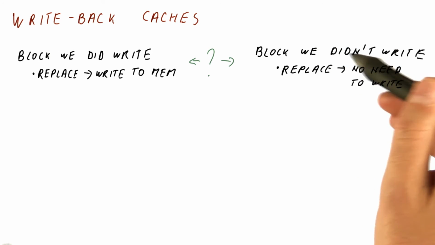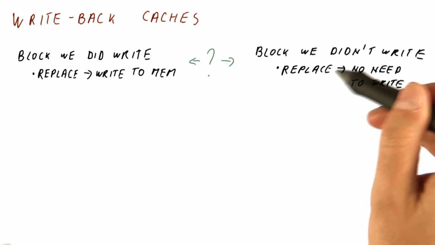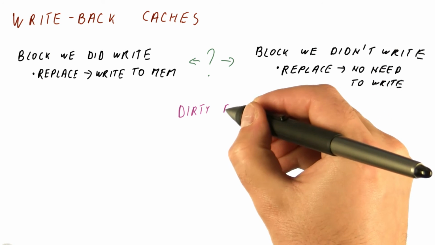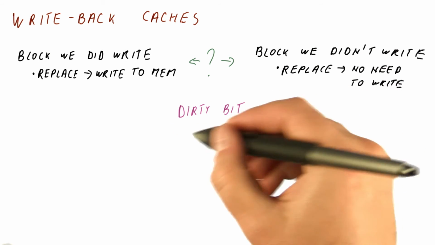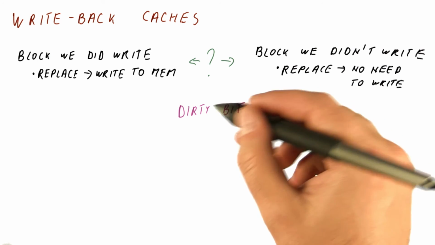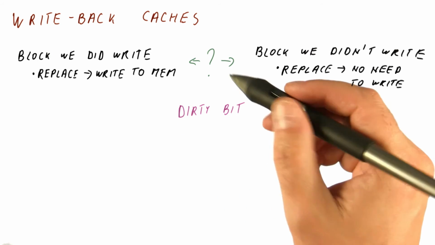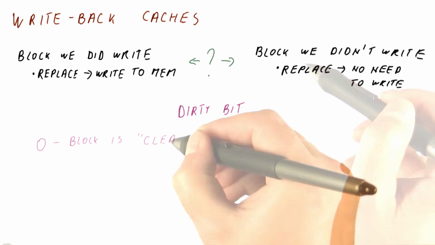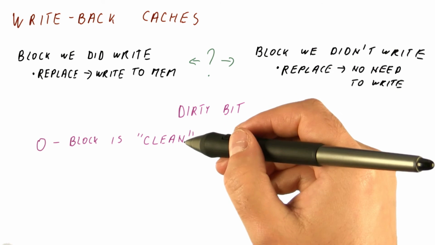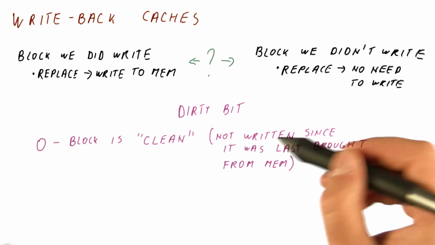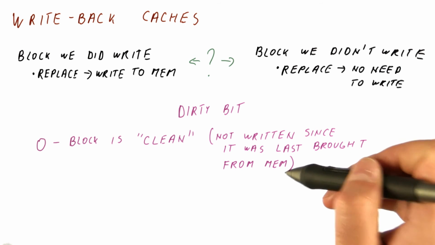Unfortunately, there is a lot of read-only stuff that we will now end up writing to memory over and over, although it's unnecessary. So instead, we choose to add a dirty bit to every block in the cache. The dirty bit says whether we have written the block since it was placed in the cache or not. So if the dirty bit is 0, it means that the block is clean or it was not written since it was last brought from memory.